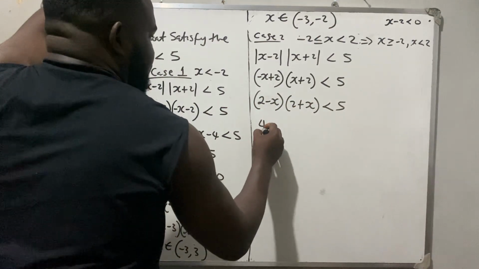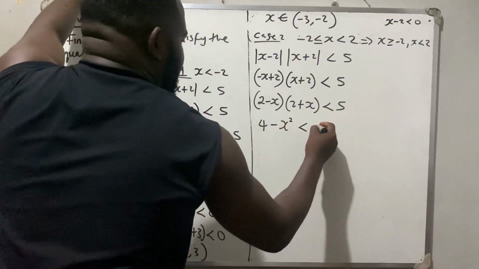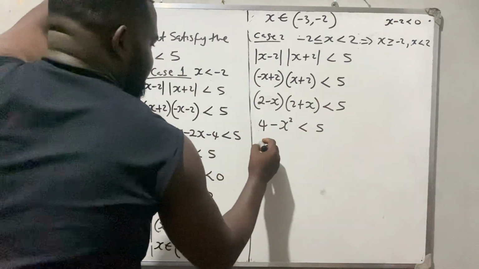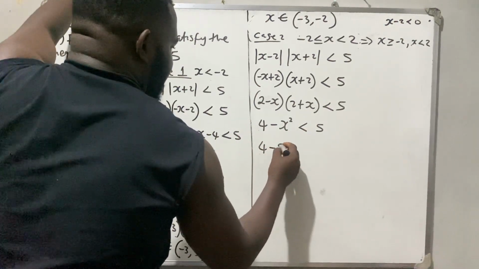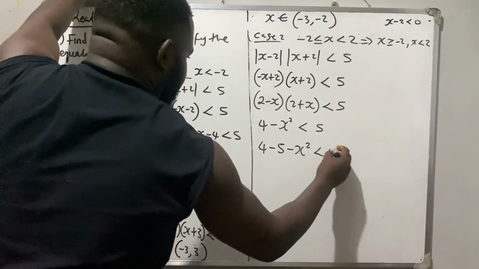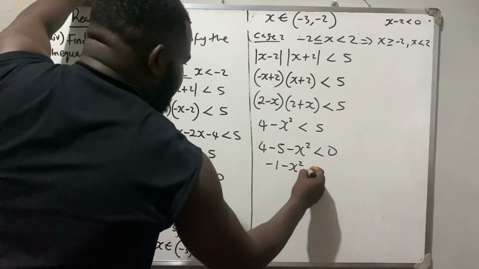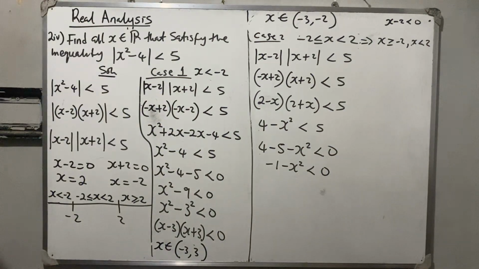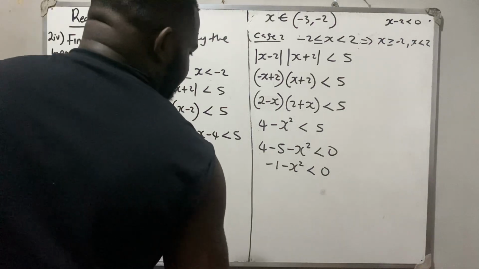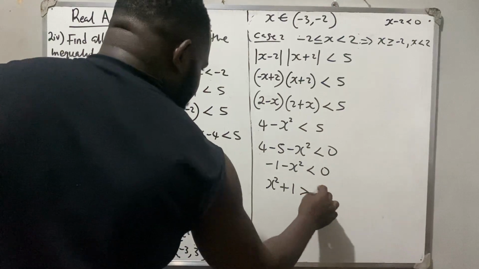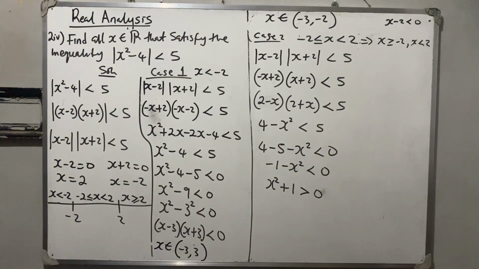And the difference of two squares will give you 4 minus x squared is less than 5. So this one coming to this side, we have 4 minus 5 minus x squared is less than 0. This gives me minus 1 minus x squared is less than 0. Multiplying everybody by negative, we have that x squared plus 1 is greater than 0.